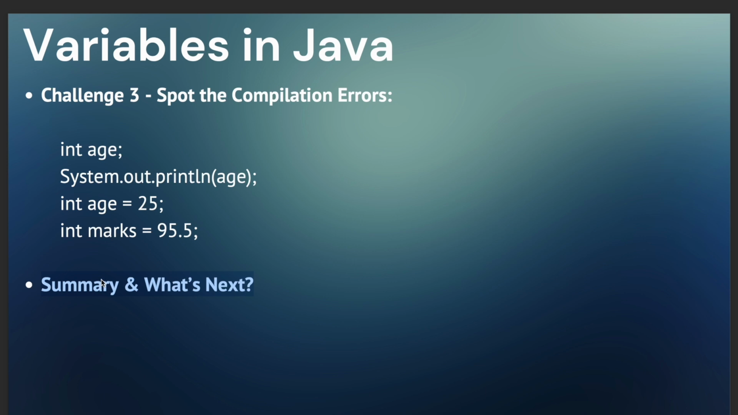And whenever you are working with local variables, always ask yourself two questions. Has this local variable been assigned a value, and am I attempting to access it within its scope? These two questions will help you understand many beginner Java errors.